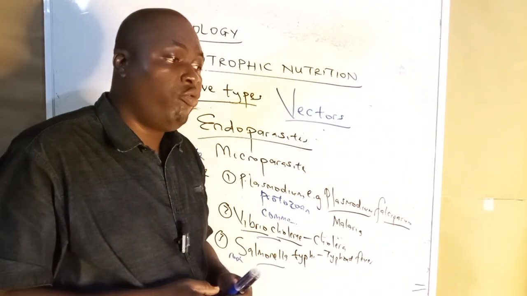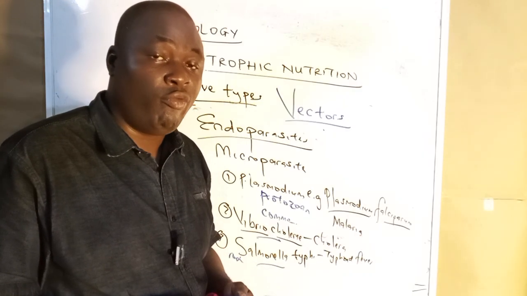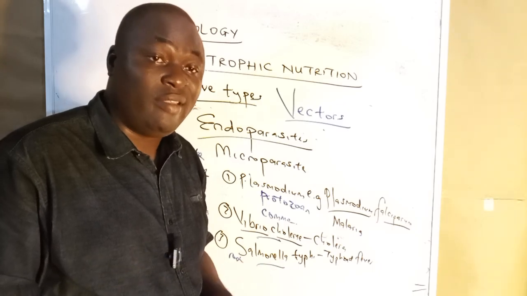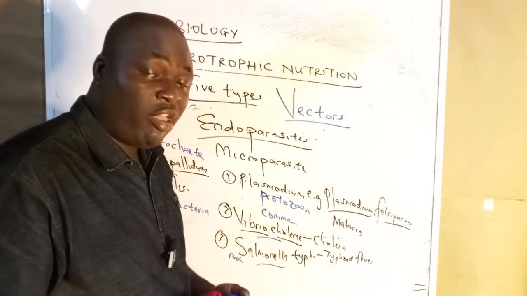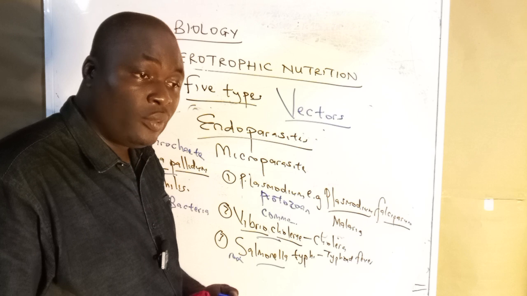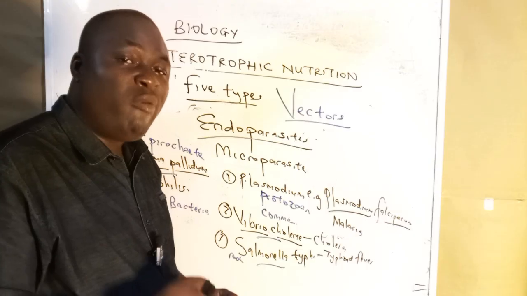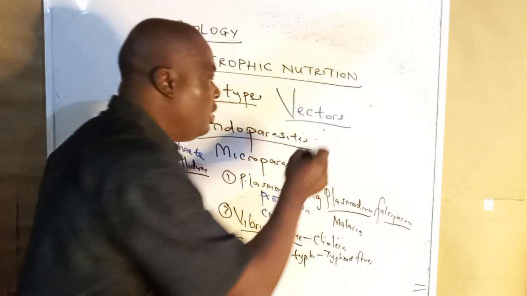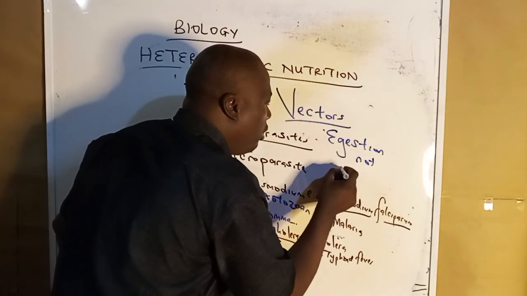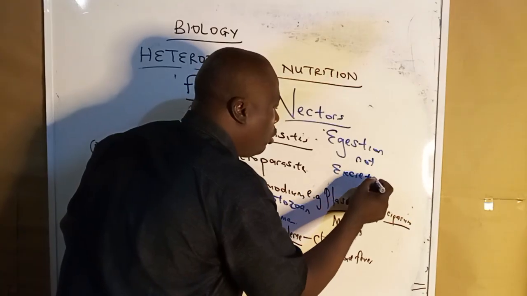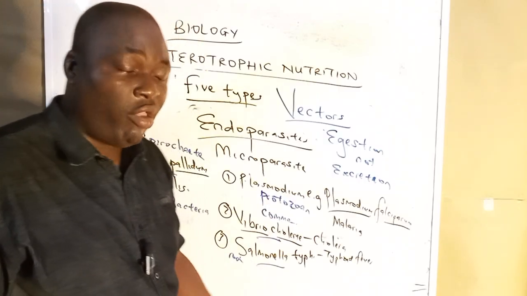So we've talked today about the heterotrophic mode of nutrition, and I've explained the first two types, the holozoic and the parasitic. It's a broad subject. Under holozoic, I told you these are organisms that ingest ready-made food, solid and liquid substances. They digest them, absorb them, assimilate them, and remove the undigested food substances. Take note, the removal of undigested food substances is called egestion and not excretion. Excretion is simply the removal of metabolic waste products like carbon dioxide, sweat, and the like.